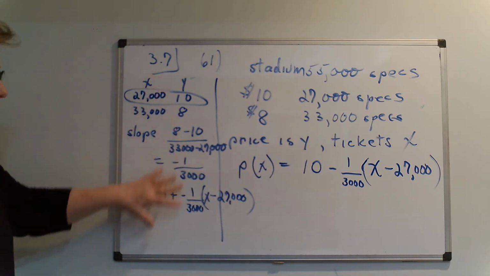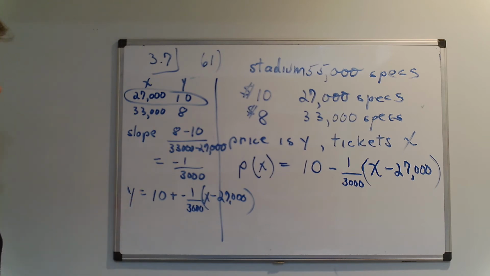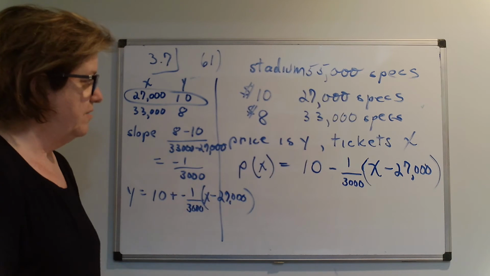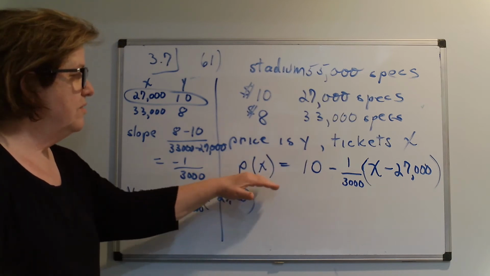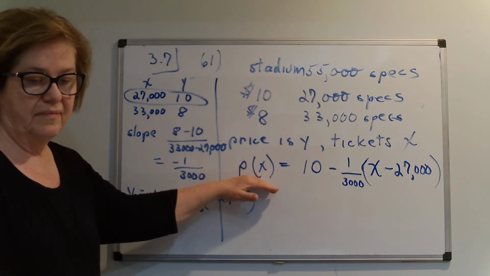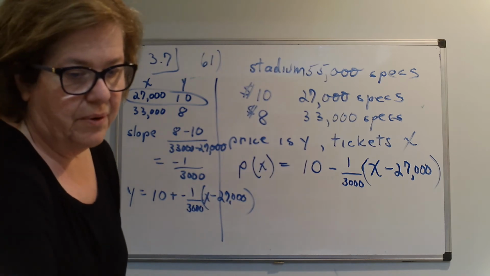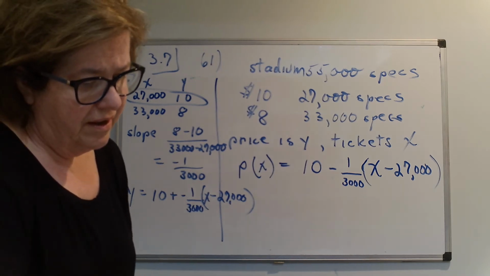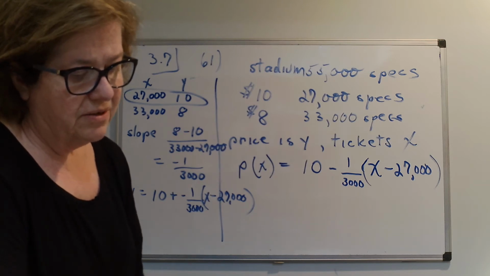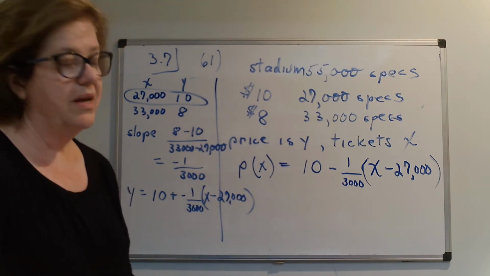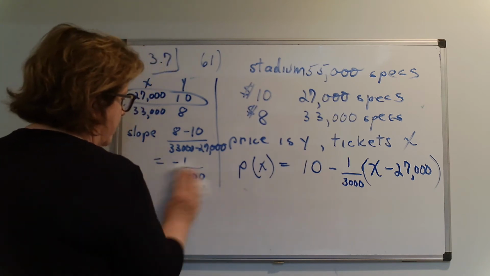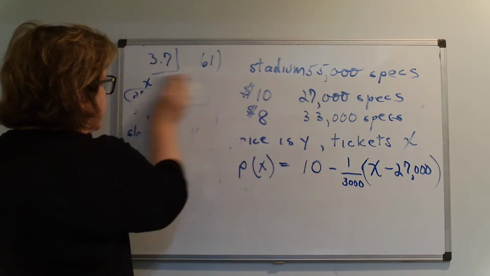So if you like to look at it this way, look at it this way. If you're happy with just reasoning it out, that's fine. But this is our demand function. So let's go to the second part of it. The second part says, what should the ticket price be to maximize revenue? Okay, so I'm going to leave my demand function there.